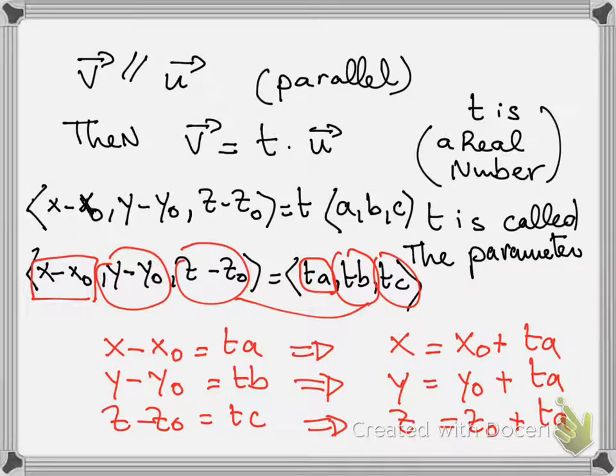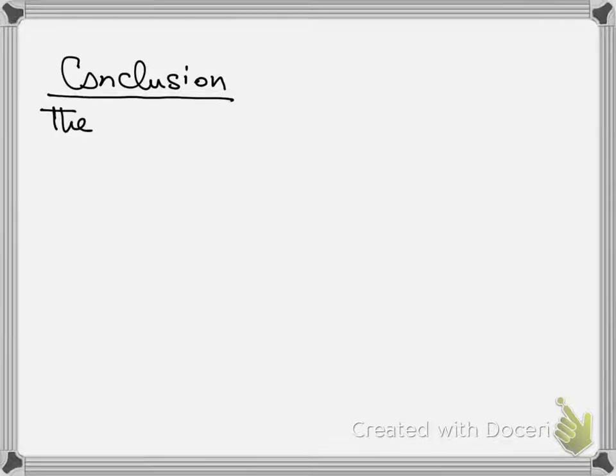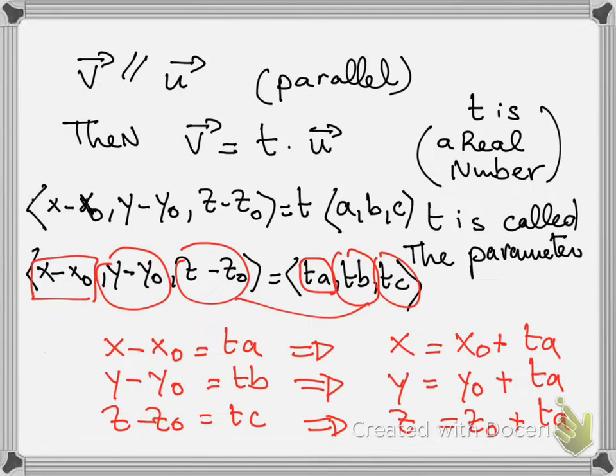So the conclusion is the following. Because we are using the parameter t, this is called the parametric equation of the line.